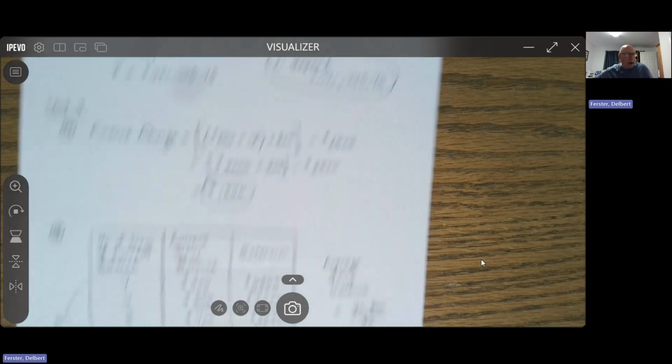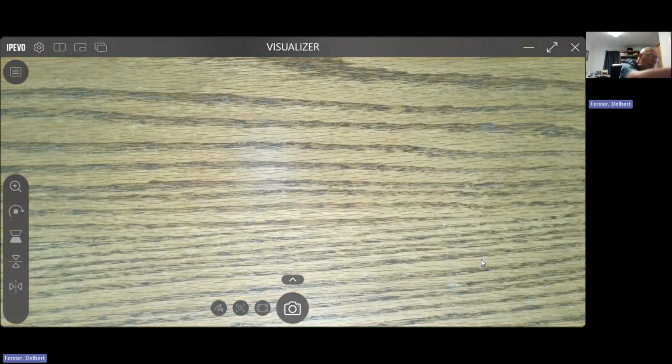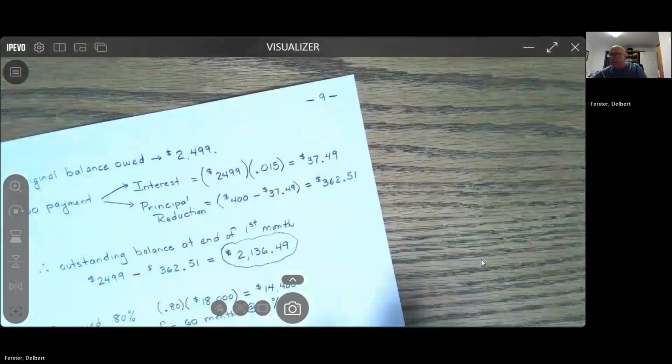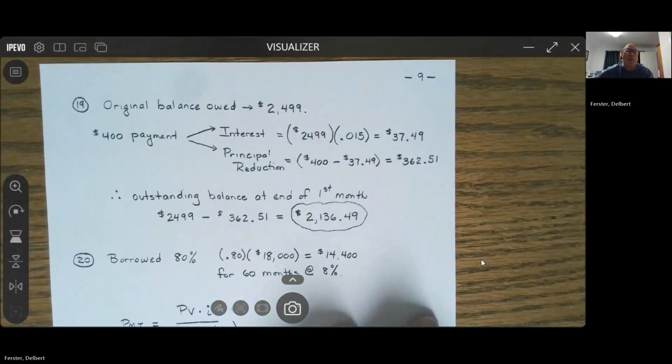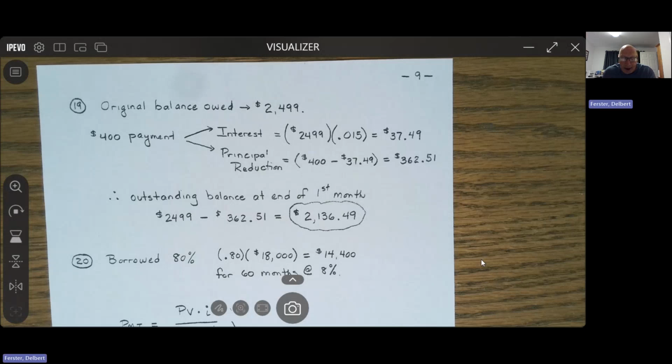Let's move to 19. We'll get a new stack of answers coming your way. 19 coming up. All right, he buys a home computer for $24.99. He's going to pay $400 a month until the purchase is paid off. It's a 1.5 interest charge per month. And the question says, what's his outstanding balance? How much does he owe at the end of 1 month?